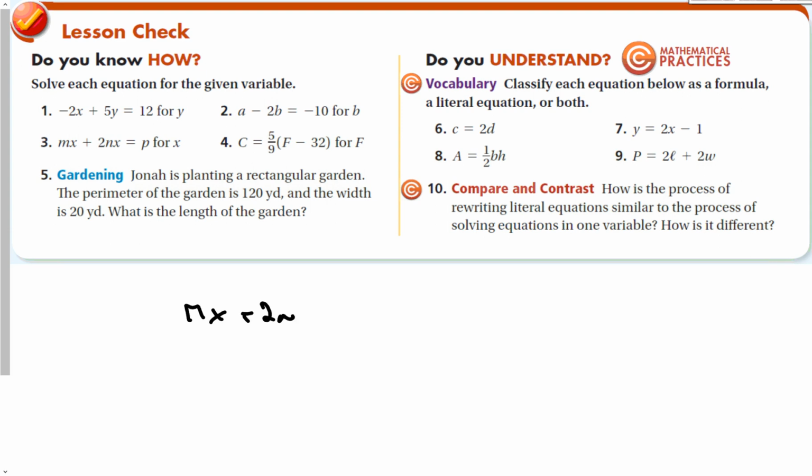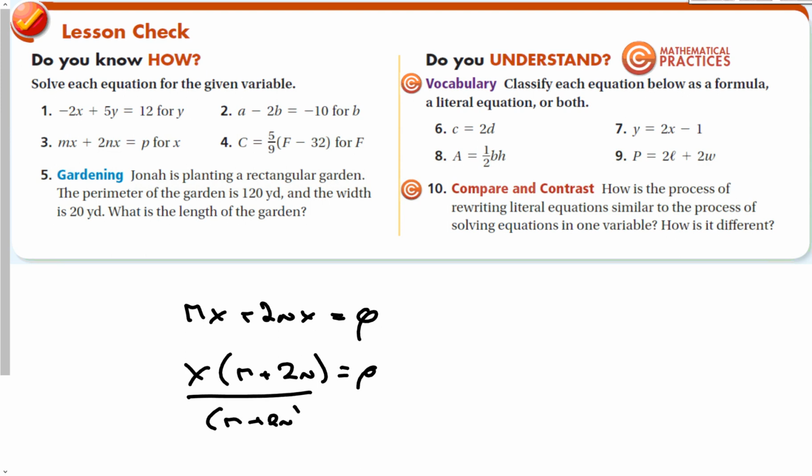mx plus 2nx is equal to p. So I want to get x by itself. Notice that it's in two places. They're both on the same side, which is good. So factor it out. x times (m plus 2n) is equal to p. And then divide out this whole expression, m plus 2n. So my answer is p over m plus 2n.